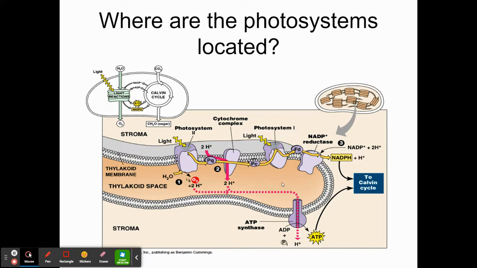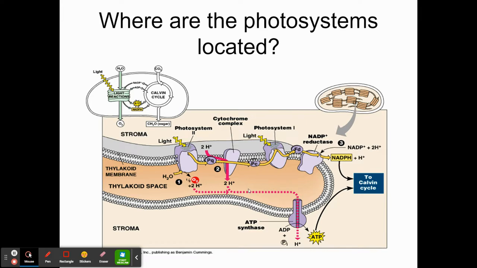Okay, so we see the cytochrome complex is helping to create that proton gradient. And then those electrons, which have now lost their energy, go to photosystem 1. They go down a short electron chain to NADP reductase. And then we're going to use those electrons to reduce NADP to NADPH. I do want you to notice that the two products, NADPH and ATP, are both going to be made within the stroma, which is where the Calvin cycle occurs.